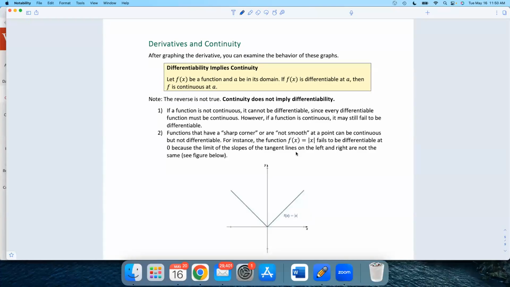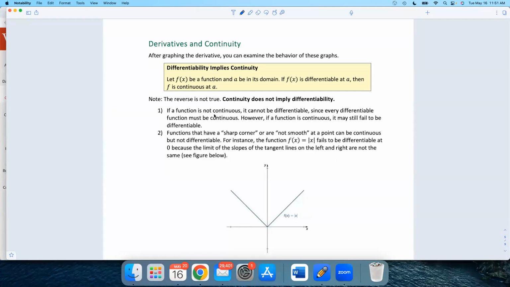There are a lot of cases where a derivative would not exist at a particular point. First off, a function has to be continuous at a point for the derivative to exist. If you know a function is differentiable, then you know it's continuous. Differentiability implies continuity. It does not work the other way around. Just because you're continuous does not mean the derivative exists everywhere.